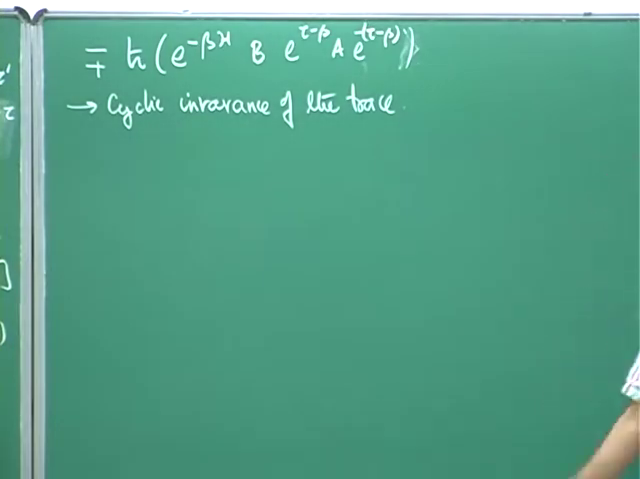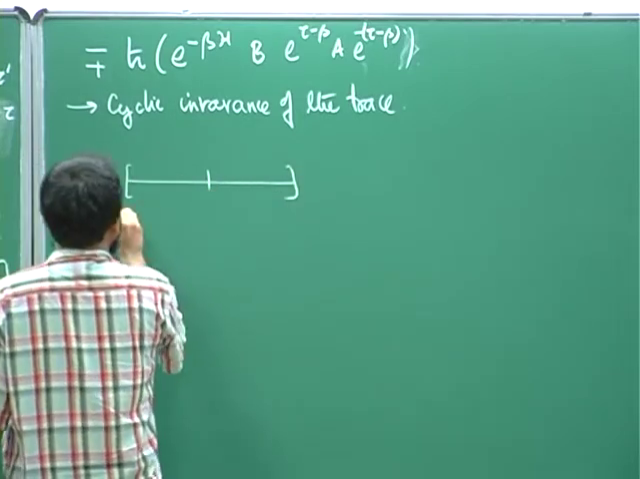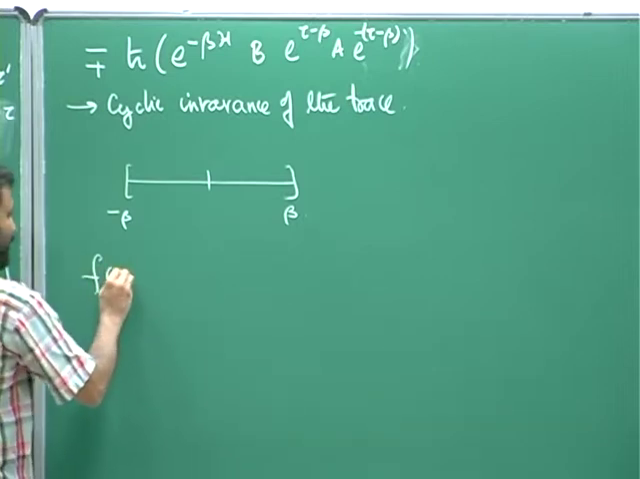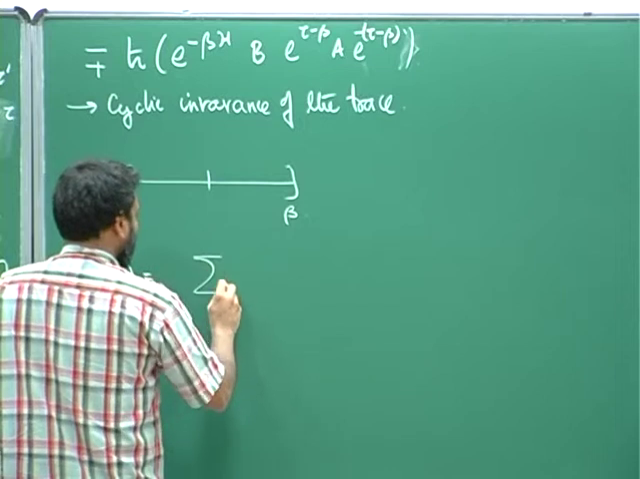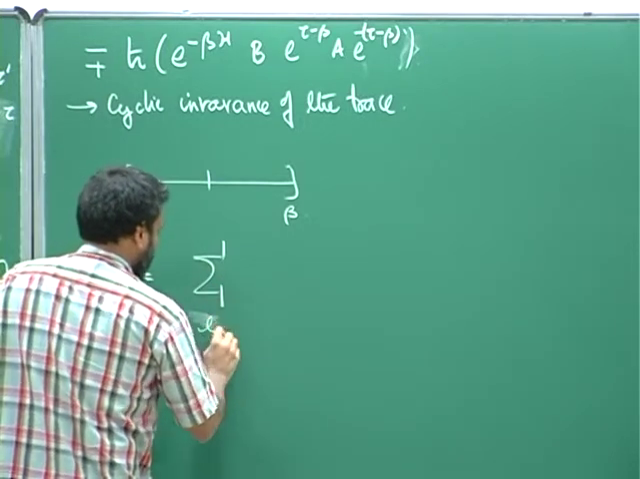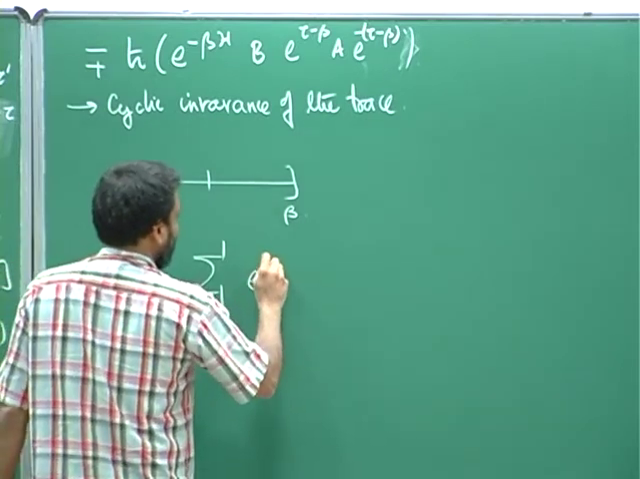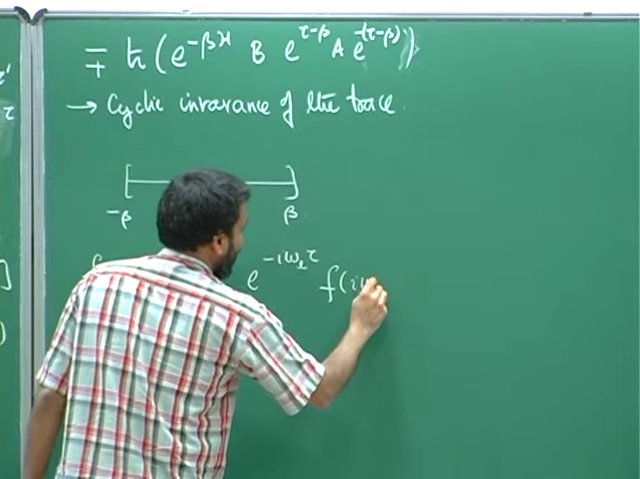Okay, very nice. So now what do I have? I have a function which is defined on this interval minus beta to beta. Anytime I have a function defined on some interval like this, I can write a Fourier representation of that. So if I have some function f of tau defined on minus beta to beta, I can always write a Fourier representation for this. Let me just do that. I will simply write this as sum over L, e to the minus I omega L tau f of I omega L.